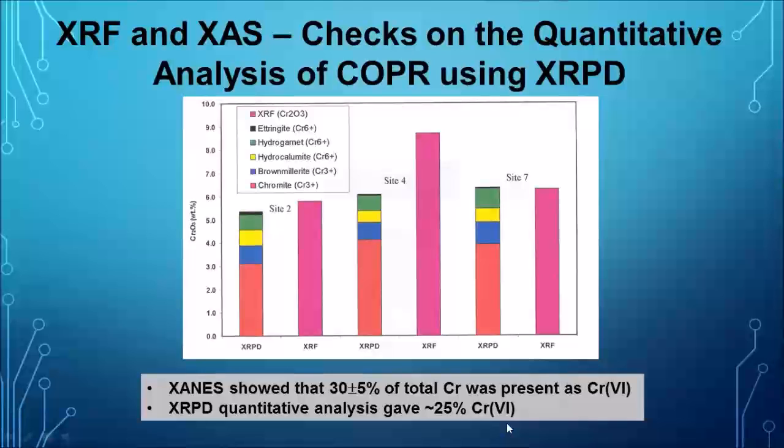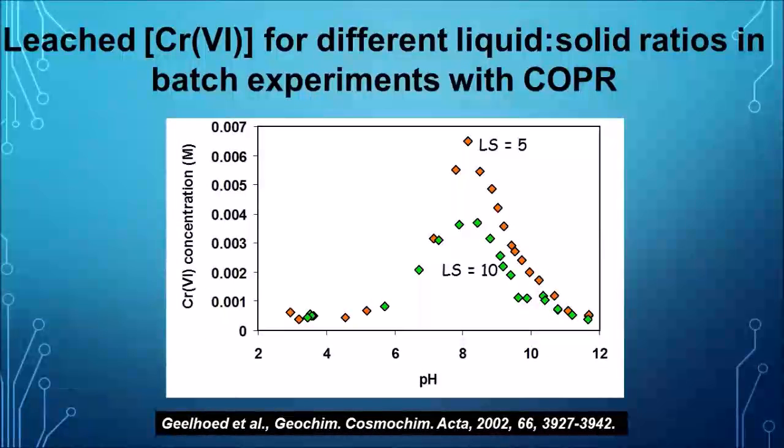If we were to take out the hydrogarnet and say that is not chromium-6, then we have a major discrepancy. So we were quite confident going forward that we have good quantitative information about the chromium-6 containing phases within the COPR. So we're then able to move on to how does this material behave.